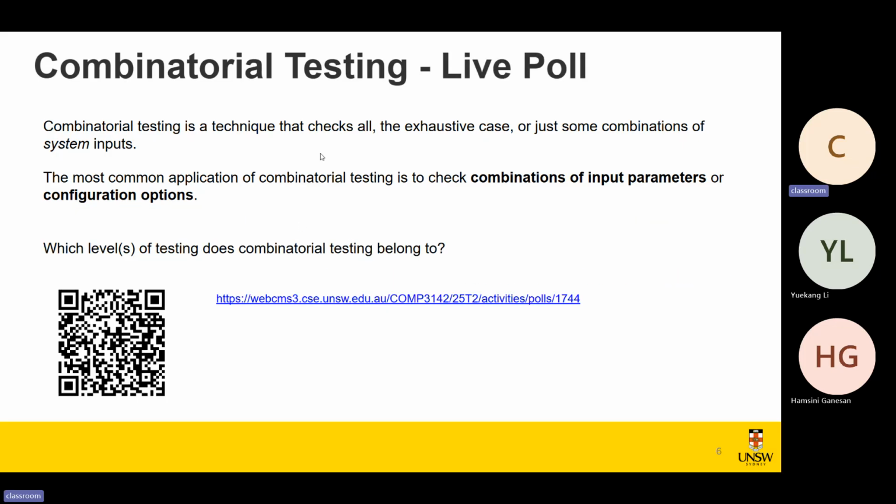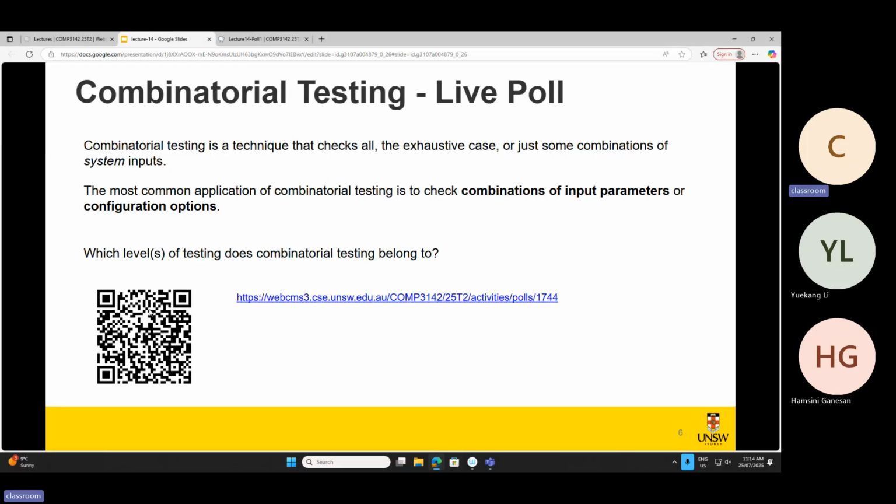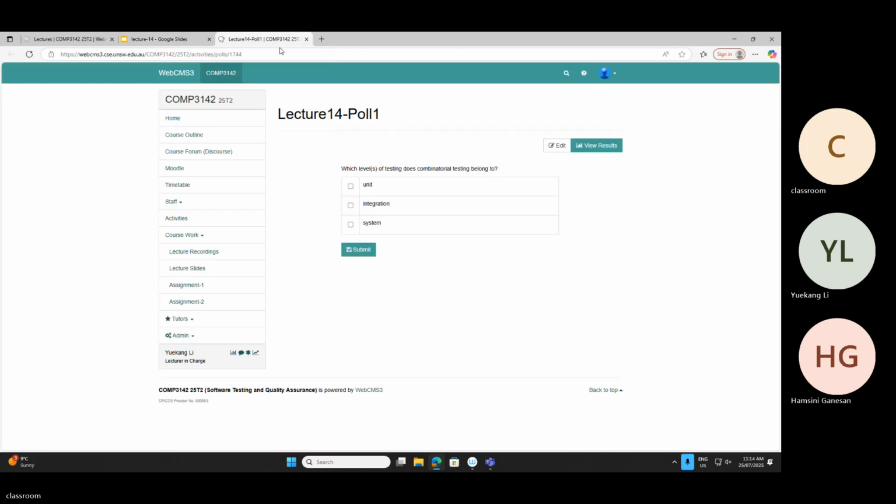Now, given this definition and the rough idea of combinatorial testing, let's do a live poll. Which levels of testing does combinatorial testing belong to? You can scan the QR code if you haven't. If you are done, let's get to the question here. You can see the difference between radio buttons and checkbox again. Which levels of testing does combinatorial testing belong to?